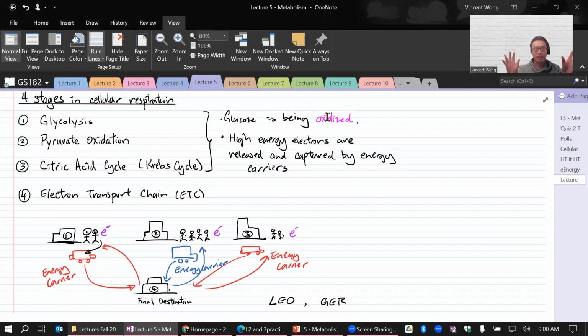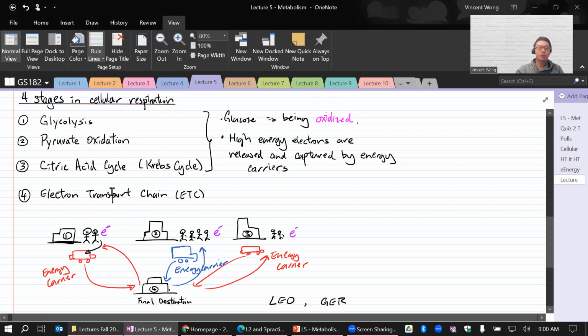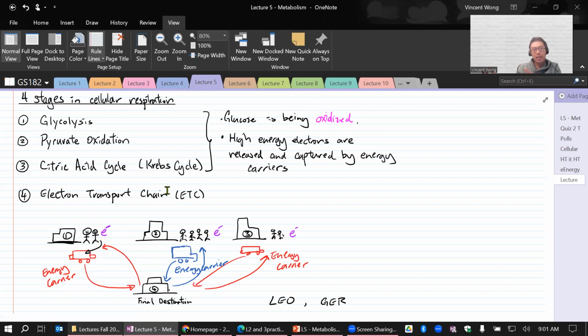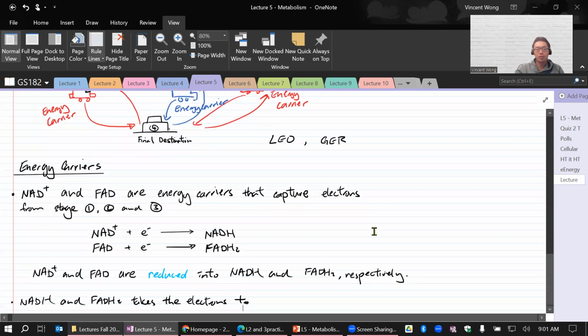Okay, so just to recap. Tons of high energy electrons are being released from the glucose in the first step, second step, and third step: glycolysis, pyruvate oxidation, and the Krebs cycle. We don't want to waste them. We're going to capture them with the energy carrier, either NAD plus or FAD. Once we capture them, we drive them all the way to the ETC, the electron transport chain. The electron will get off at the electron transport chain, and then you will have the free taxi again. You will have the NAD plus again. It will go back to the first three steps to get more electrons.